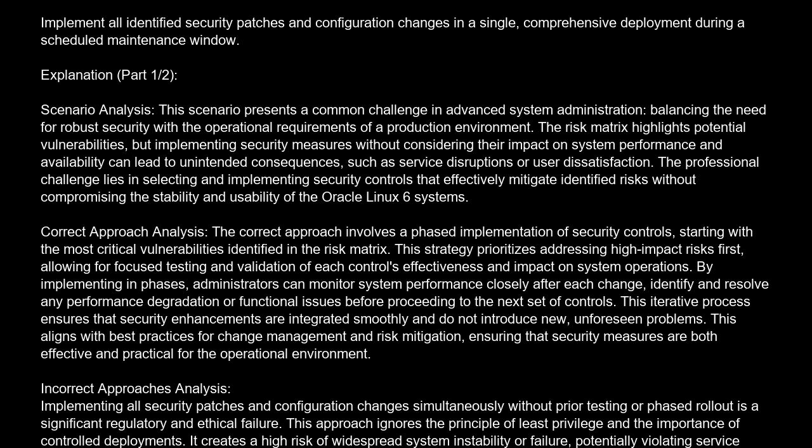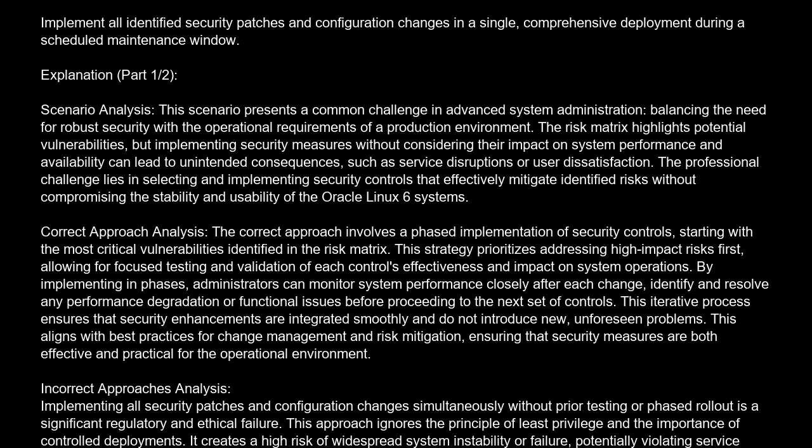The risk matrix highlights potential vulnerabilities, but implementing security measures without considering their impact on system performance and availability can lead to unintended consequences, such as service disruptions or user dissatisfaction. The professional challenge lies in selecting and implementing security controls that effectively mitigate identified risks without compromising the stability and usability of the Oracle Linux 6 systems.